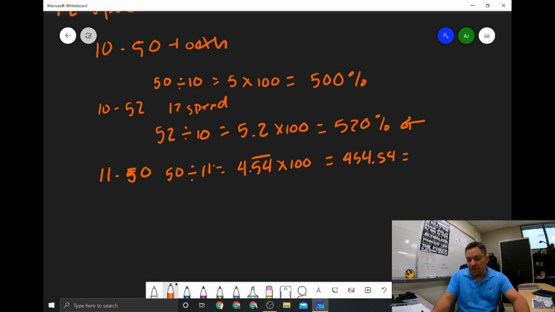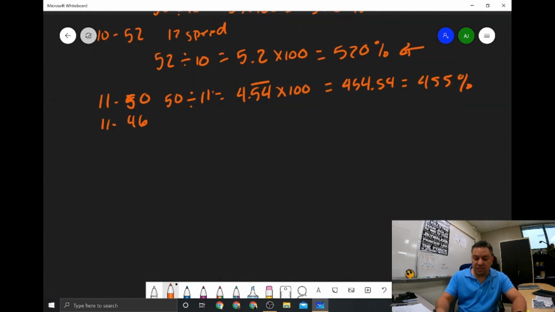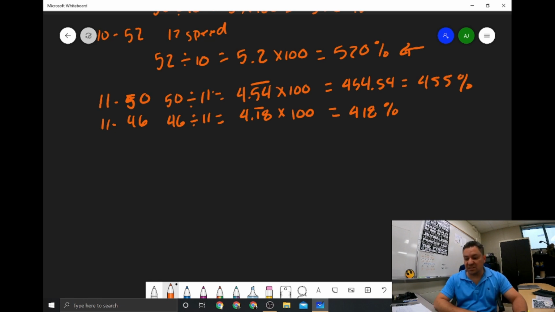0.54, so this can be 455%. That's a common one. Another common one is with the high range of 46, so another 11 to 46. For this one, again, 46 divided by 11 gives you 4.18 repeating, and then you multiply times 100 and you get 418%. Is that simple? That simple.